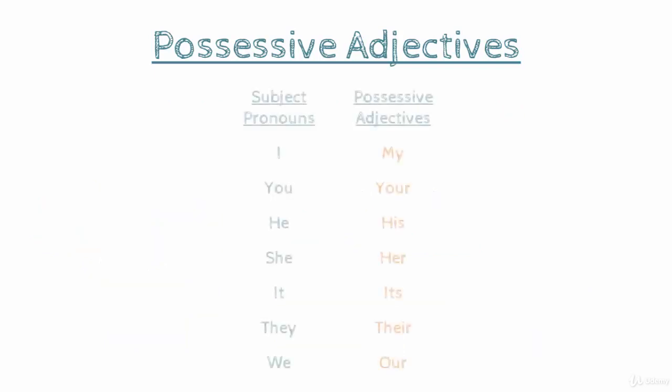Now, for I, I'm going to use the possessive adjective my. For you, your; he, his; she, her; it, its; they, their; we, our. So one more time, repeat after me.